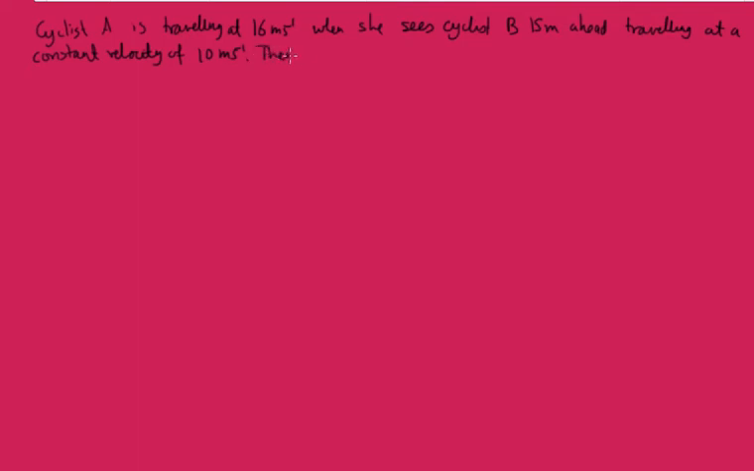Then cyclist A slows at a rate of 1.5 meters per second squared. Find the minimum gap between them.